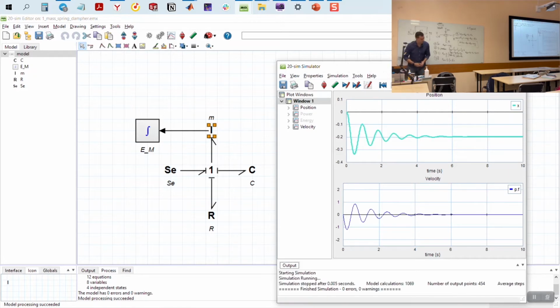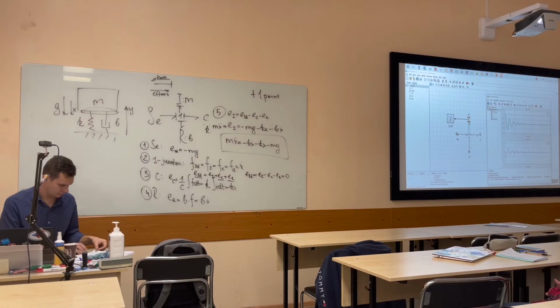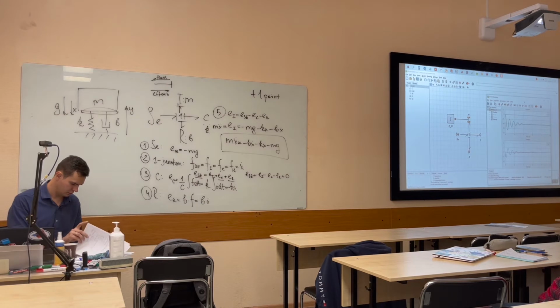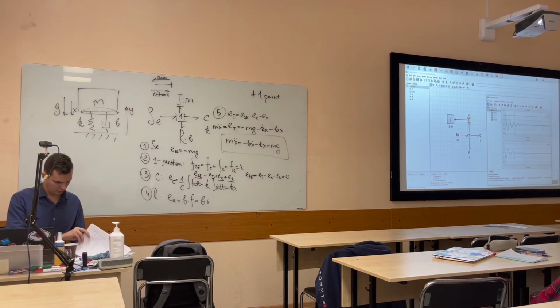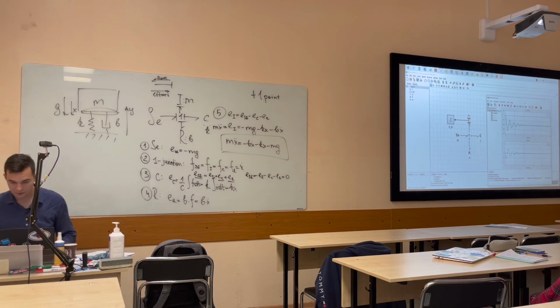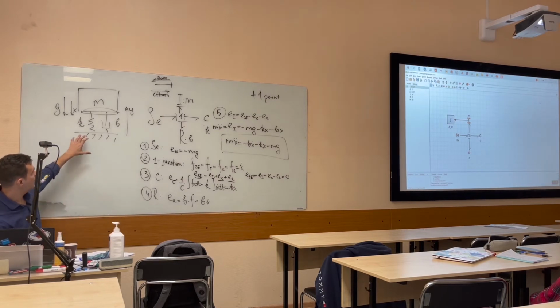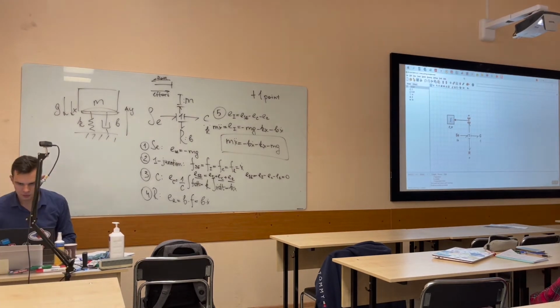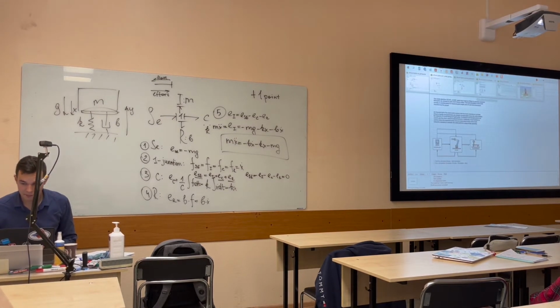I can run it, and here you can see a plot for x, the position, and the plot for the velocity, and it's the same as I showed you in MATLAB. So it is a graph of just a simple mass, spring and damper system, but I also have several examples.